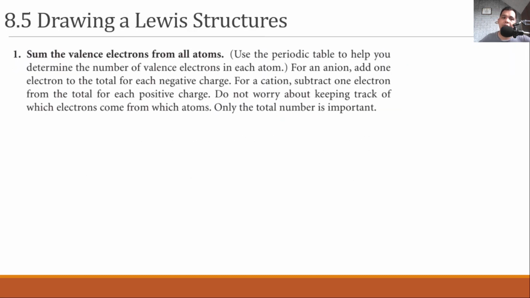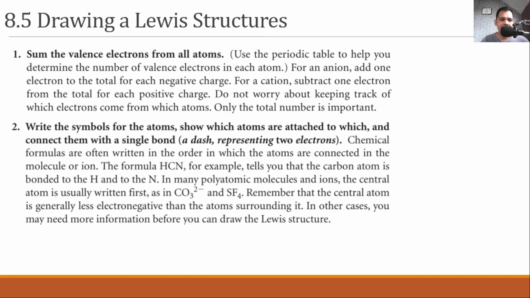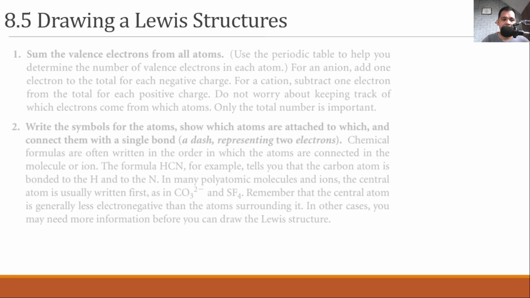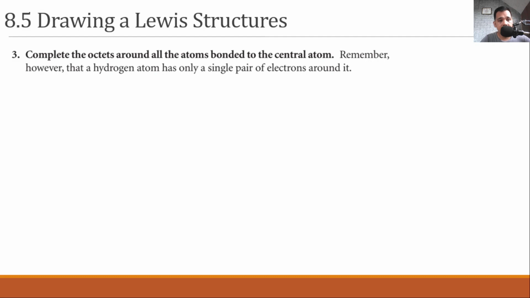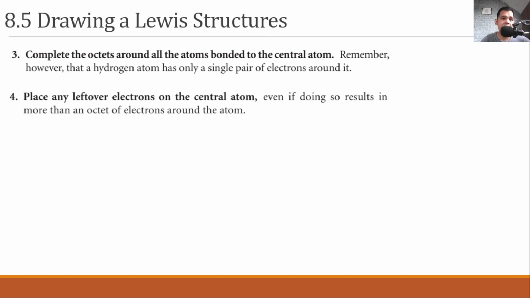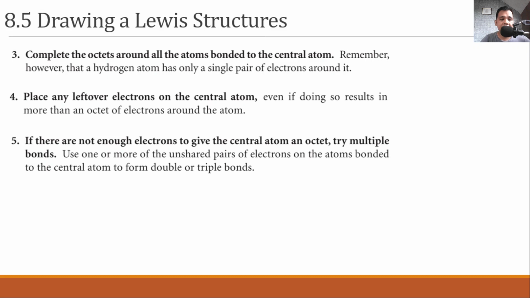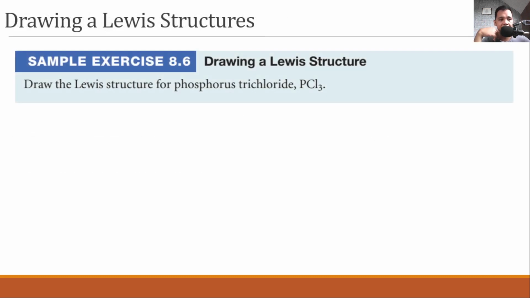So these are the rules for drawing a Lewis structure. I'm gonna skim all of this kasi meron naman tayong example in the succeeding slides. Okay? First and foremost, sum the valence electrons from all atoms. Second, write the symbols of the atoms such as the Lewis dot. And then third, complete the octets. And then draw the number of electrons. Fifth, if there are not enough electrons to give the central atom an octet, try multiple bonds. Okay? In the case of this exercise, draw the Lewis structure of phosphorus trichloride. Okay? I'm just gonna dive into the whiteboard.